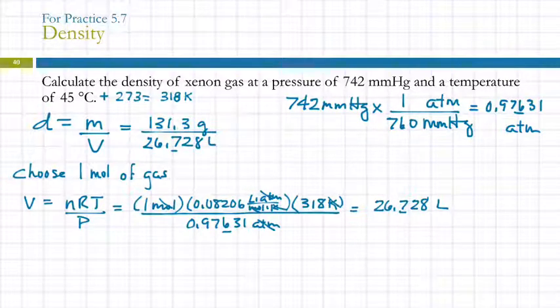Density is mass over volume. 131.3 divided by 26.728 equals. That's going to have 3 significant figures because the volume came from a calculation in which we had a pressure and a temperature with 3 sig figs. So we're going to say that this is 4.91. The unit there would be grams per liter.